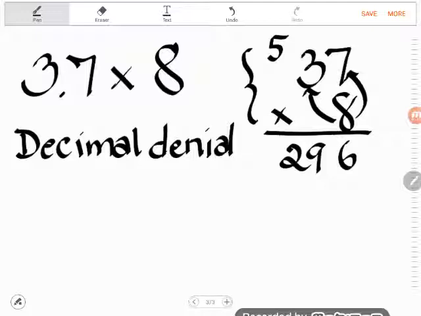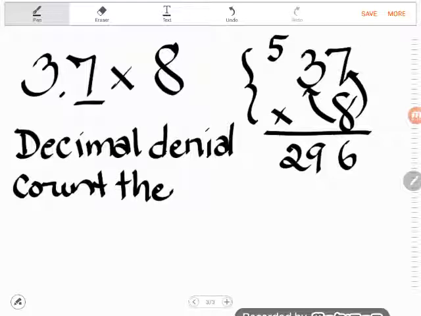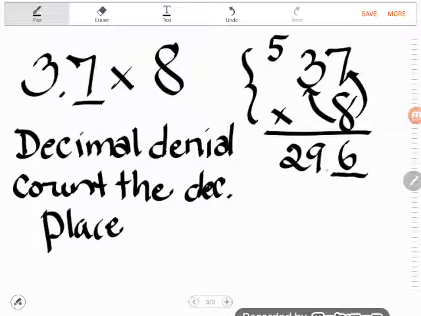It's not till my final answer where I decide that I need to consider how many decimal places I need in my final answer. And so the way that you're going to do that is you're just going to count the decimal places. So take a look at your problem. How many decimal places are in the problem? Well, this is the only number with a decimal, and I just have one decimal place. So since there's one decimal place in my problem, there needs to be one decimal place in my answer. Back it up 1. And I get 29.6.